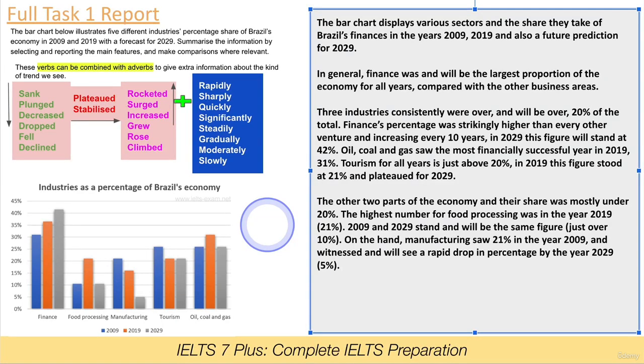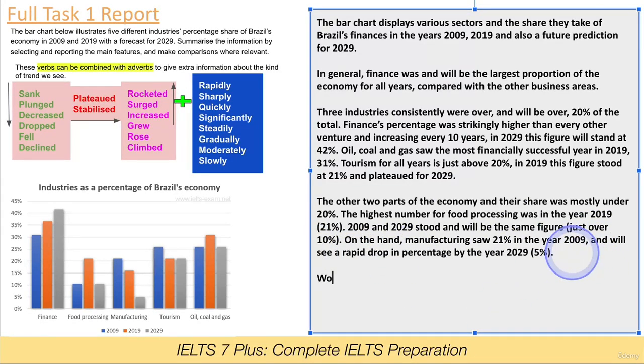Okay, let's read this back. The other two parts of the economy and their share was mostly under 20%. The highest number for food processing was the year 2019, 21%. 2009 and 2029 stand or stood, we're always checking the tense here, stood and will be the same figure, just over 10%. On the other hand, manufacturing saw 21% in the year 2009 and witnessed and will see a rapid drop in percentage by the year 2029. Let's remove that, it's a bit confusing. There we go. Okay then, so let's count the words.